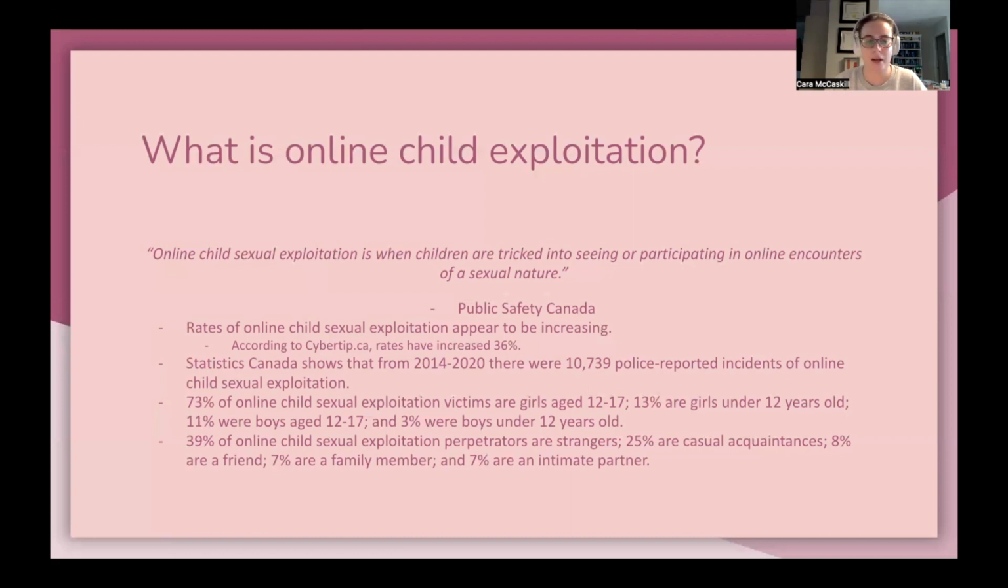And a couple of tidbits of information on perpetrators. 39% of child sexual exploitation perpetrators are strangers to their victims. 25% of them are casual acquaintances, so somebody that the child or youth knows of but wouldn't necessarily consider a friend or a family member. 8% are a friend of the victim, 7% are a family member of the victim, and 7% are an intimate partner. And it's important to point out intimate partner violence in this case because a lot of youth, especially older youth in that 15, 16, 17-year-old range, may be involved in dating relationships or have intimate partners. And in 7% of online child exploitation cases, the intimate partner is the one perpetrating the violence against the victim.